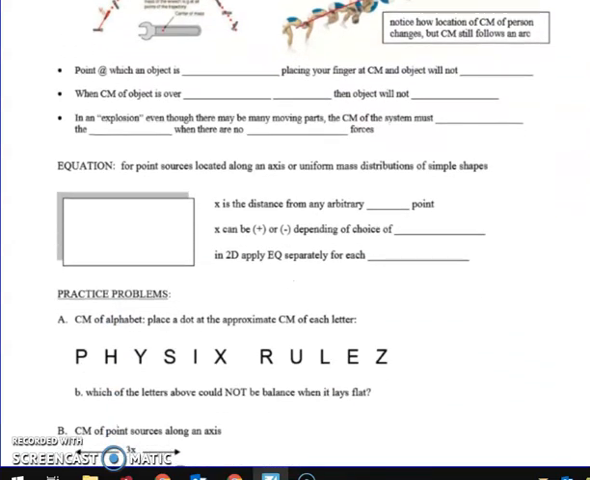All right, other points. Center of mass is the point at which an object is balanced. Place your finger at the center of mass, and an object will not rotate.